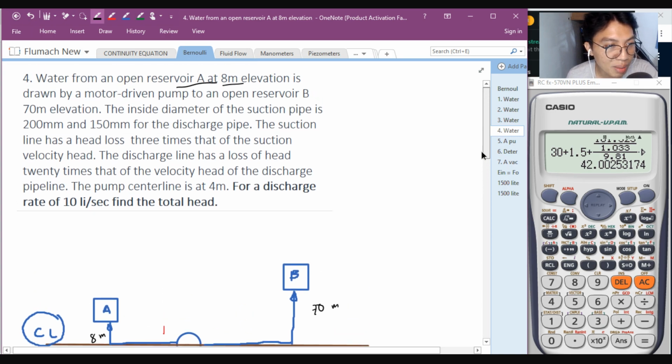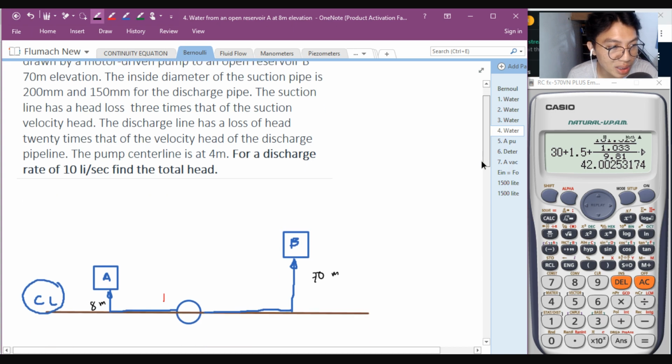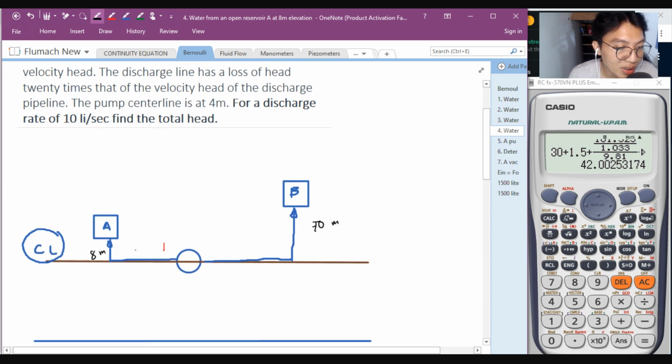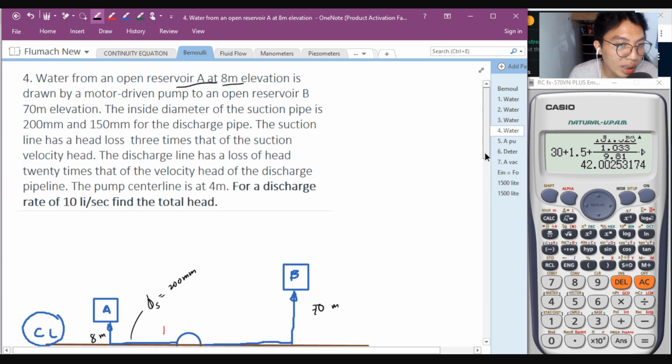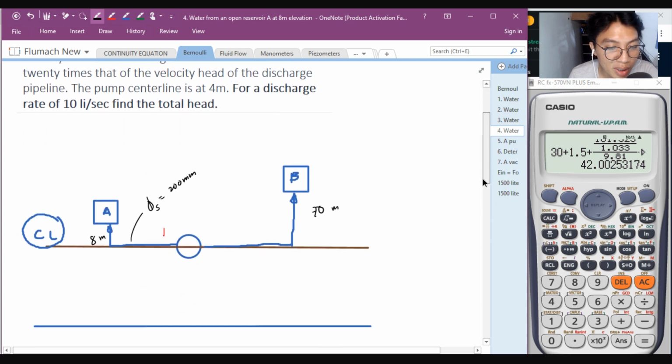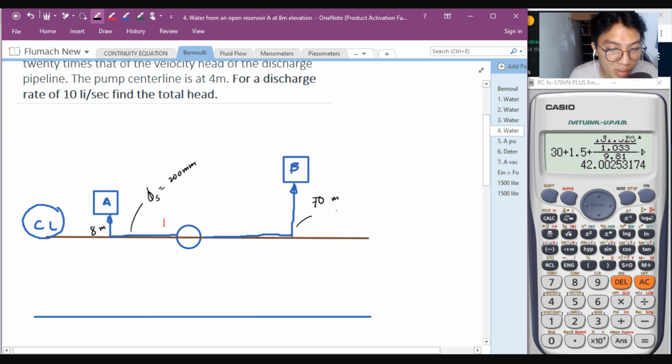The inside diameter of the suction pipe is suction. So, we are talking about suction. So, suction that is 200 millimeter. And 150 millimeter discharge pipe. Okay. 150 mm. Yung size ng discharge.